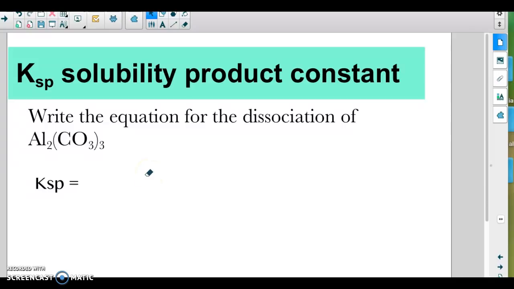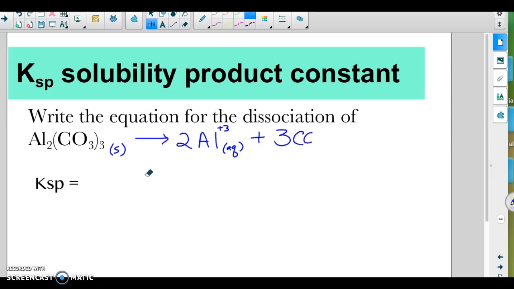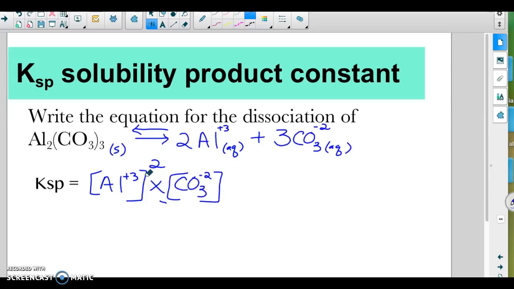So doing some of these calculations with you. The first thing, there'll be times where we can just ask you to write the equation and the KSP expression. So for this problem, we would assume that aluminum carbonate is a solid, and then when it becomes aqueous, even slightly, a small amount of aluminum ions will form in water, so aqueous, plus we'll get 3 carbonate ions, and those will also be aqueous. So our KSP expression is going to be the product of the cation, squared, times the other ion, which is the anion, and in this case it'll be cubed. So the 2 and 3 are coming from the number of moles of each ion that I get.